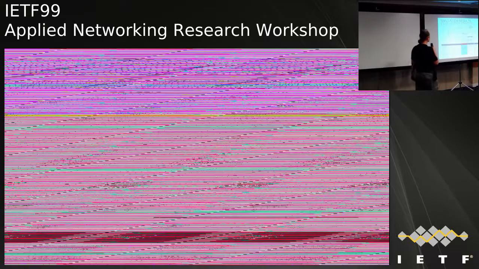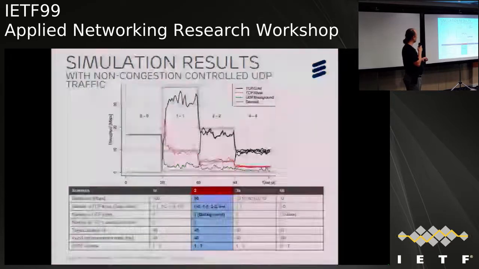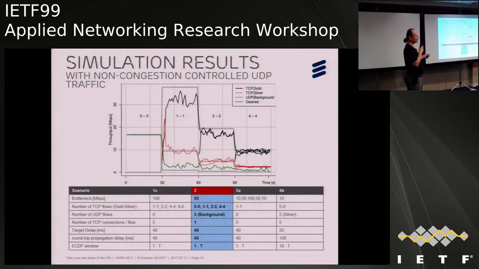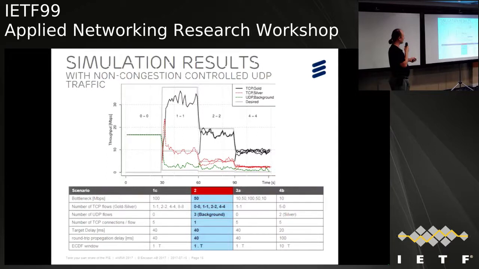Okay, the next set of simulation results is with non-congestion-controlled UDP traffic. The green flows here are UDP flows, which can completely overwhelm the system. We have three of them, and then at 30 milliseconds, we start having TCP flows, increasing them from 1-1 to 2-2 and 4-4. And what you can see is that if we have not too many TCP flows, then we are somewhat away from the desired share, but pretty close to it. As we increase the number of flows, the flows get about the desired share, and UDP gets smaller throughput, as expected.